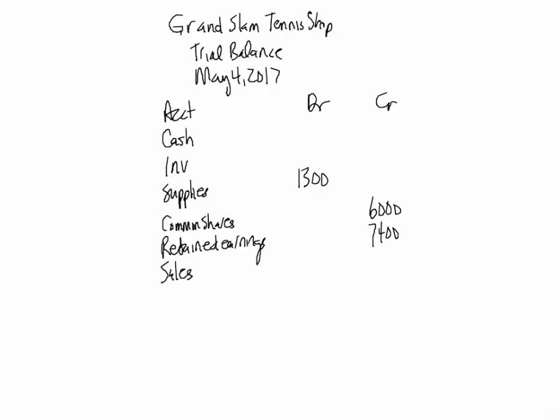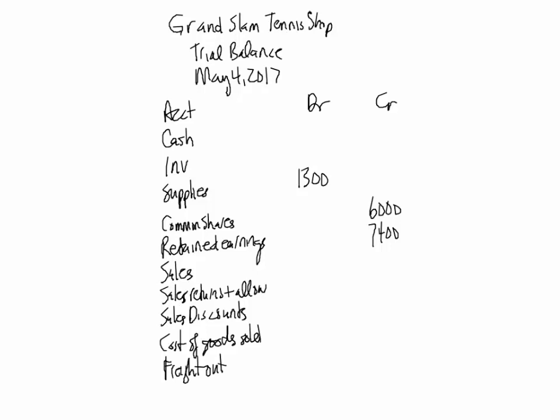Don't know how much those are. You guys have got to tell me. Sales, returns and allowances. I'm going to have sales discounts. And I'm going to have cost of goods sold. And then I'm going to have, oh, freight out. And then total. If you guys have done everything correctly, our totals should match each other. Freight out, I'm pretty certain, was $100. And then everything else, I have no idea. So I'll wait for you guys. Whenever you have any balances, let me know.